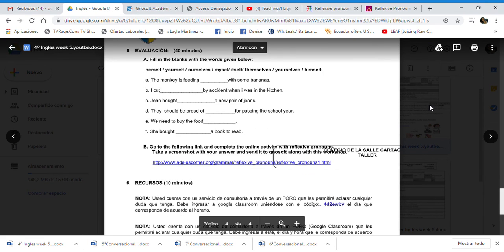And finally, in Activity B, you have to follow the link that I have given in order to do an activity that is online, where you also have to complete with reflexive pronouns. After you finish it, you must send it to me as a screenshot or a picture along with this workshop to my email in Genosoft.